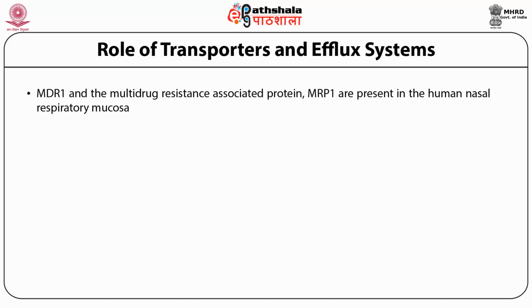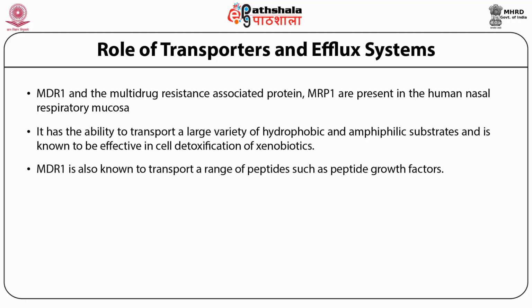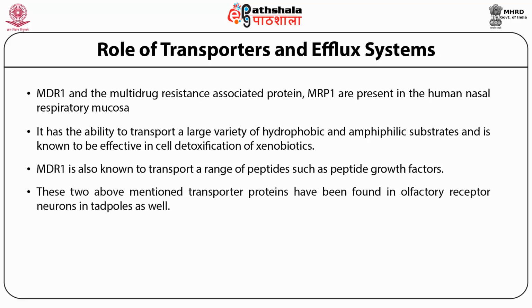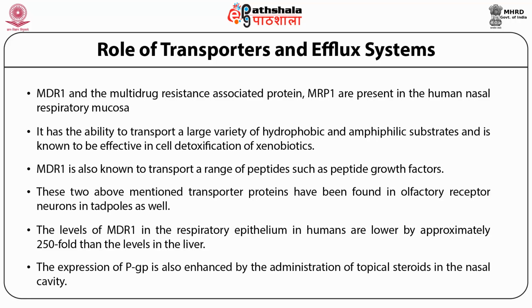MDR1 and the multidrug resistance associated protein MRP1 are present in the human nasal respiratory mucosa, wherein they have the ability to transport a large variety of hydrophobic and amphiphilic substrates and are known to be effective in cell detoxification of xenobiotics. MDR1 is also known to transport a range of peptides such as peptide growth factors. These two transporter proteins have been found in olfactory receptor neurons in tadpoles as well. The levels of MDR1 in the respiratory epithelium in humans are lower by approximately 250-fold than the levels in the liver. The expression of PGP is also enhanced by the administration of topical steroids in the nasal cavity.